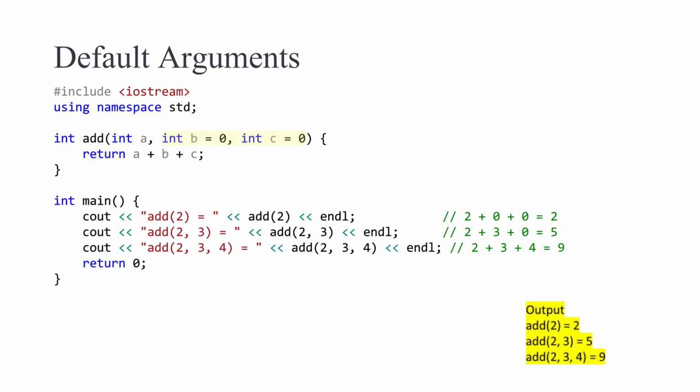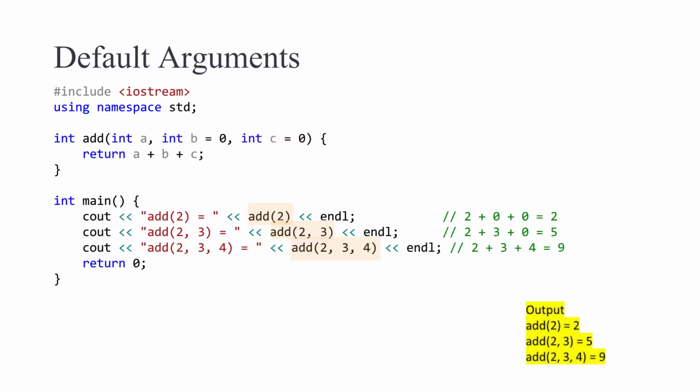In this example, the add function has three parameters, a, b, and c. Parameters b and c have default values of 0. When calling the add function with 1, 2, or 3 arguments, the default values are used if the corresponding arguments are not provided.